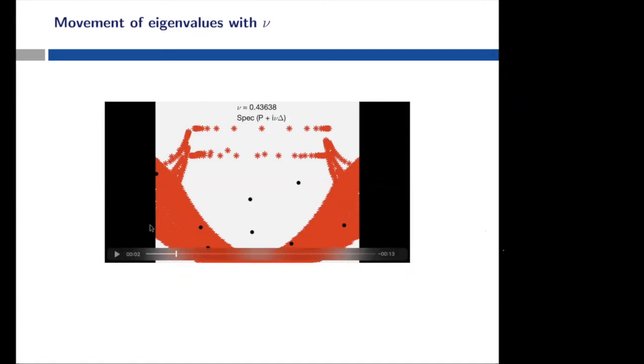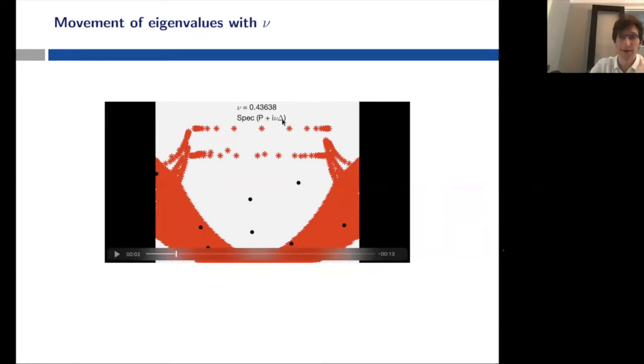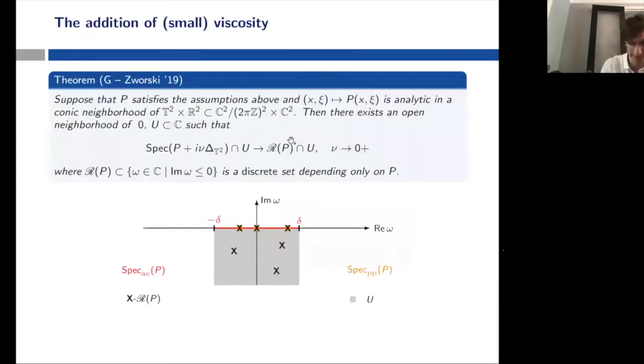Jeff, I have a question. So these are all now just resonances, or some could be eigenvalues at this point? The black ones are eigenvalues of P plus I nu Laplacian. At the moment, I haven't said anything about resonances, although of course you anticipate what these red stars really are. They're some kind of resonances. But for the moment, the red stars are just this discrete set R of P, and I'll tell you what it is later. Does that answer the question? Yeah.